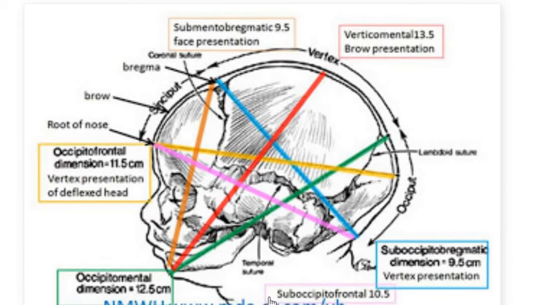Another diameter, suboccipitofrontal. So pay attention to occipitofrontal and suboccipitofrontal. The sub means below. So this is the occiput, so suboccipitofrontal goes to the root of the nose, okay? That is going to be 10.5 centimeter. So these are important diameters to remember.